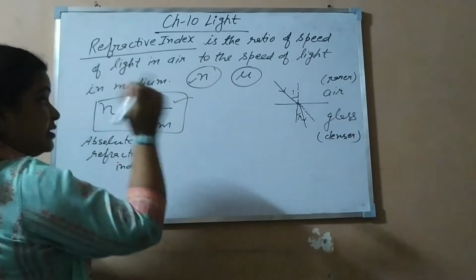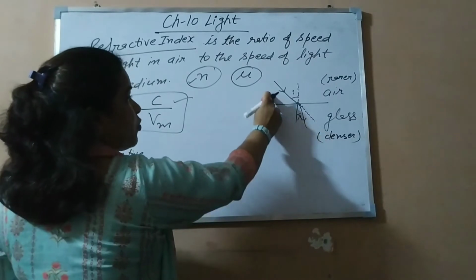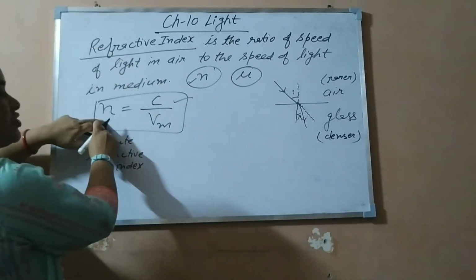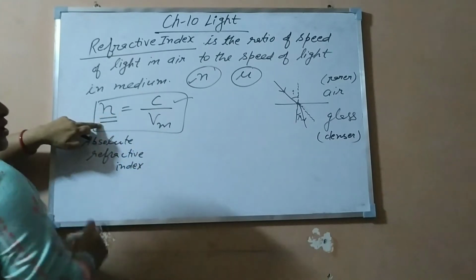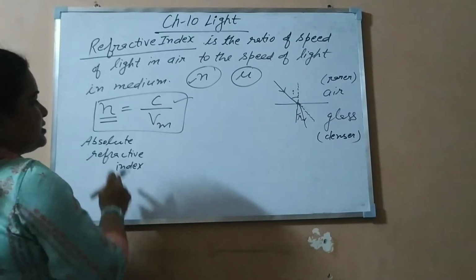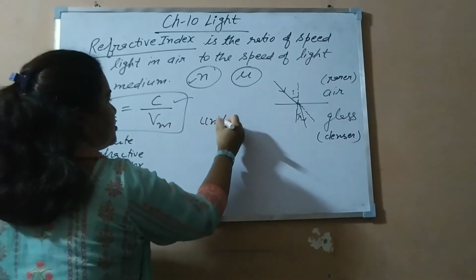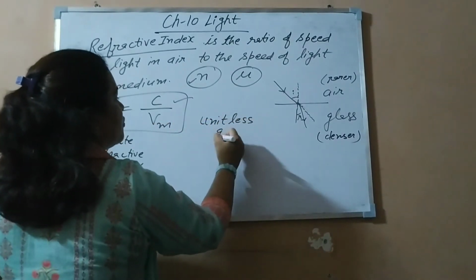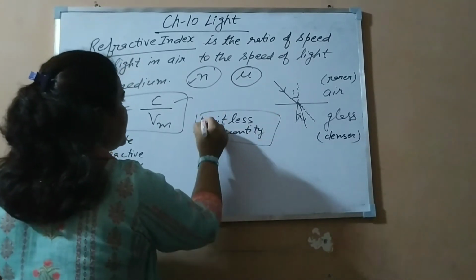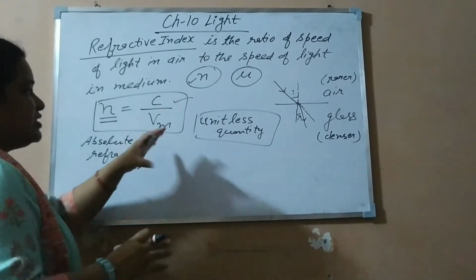So there is a change in the speed of light. When we take the ratio of speed of light in two different media, a constant comes, and that constant is known as refractive index. As it is a ratio of two similar quantities, it is a unitless quantity. What does unitless mean? It is a pure number. It is just a number.